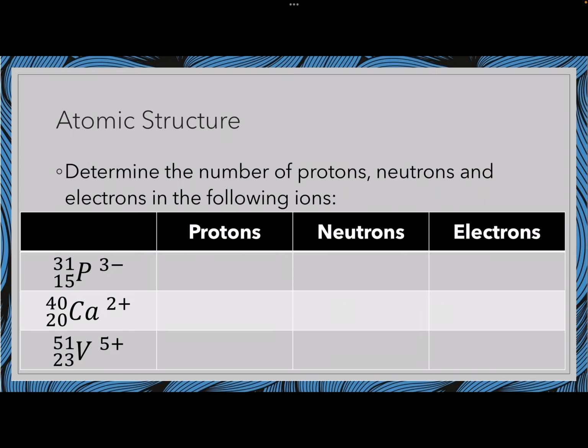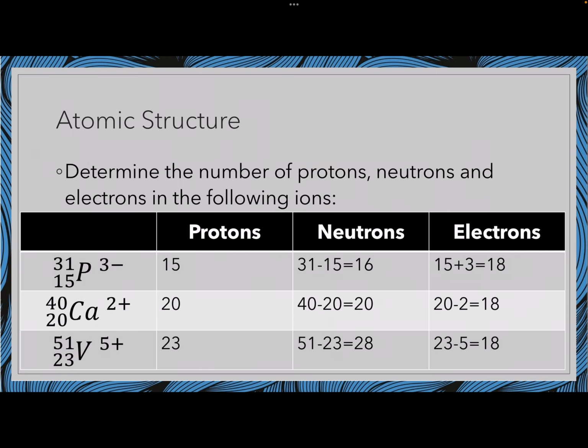Alright, so here are the answers for this one. For phosphorus, we've got 15 protons because of the atomic number. For neutrons, 31 take away 15 gives us 16 neutrons. Now, neutral phosphorus would have 15 electrons, but it's got 3 extra because of that 3- charge. So it gives us 18 electrons. So it's got more than it would normally have.